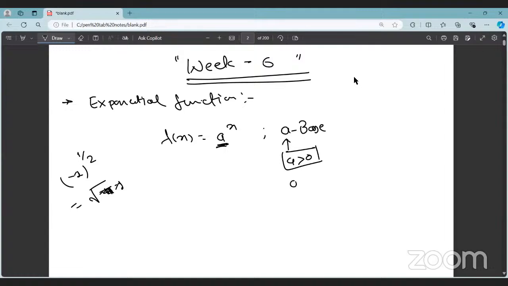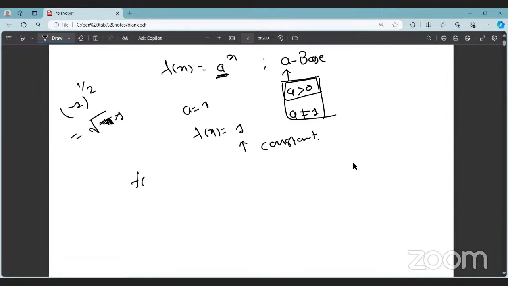Another thing is we restrict a to be not equal to 1. If we take a equals 1, then this function f of x is just a constant, right? So if you remove these two cases from a, then we get that f of x equals a to the power x. This function is actually 1-1 and onto. It's not onto as such, but if we restrict our image set, then it will be onto, because 1-1 is clear to everyone, right? This function f of x equals a to the power x is a 1-1 function.